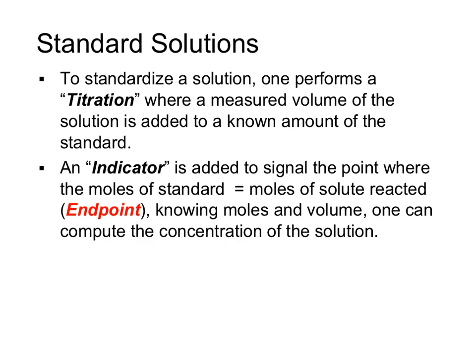In order to standardize a solution, we perform what we call a titration, where a measured volume of the solution is added to a known amount of the standard. Since the standard is something that's very stable, we can find its precise amount very easily. We use an indicator which tells us when we have added enough moles of the standard to precisely equal the moles of solute that were initially present. This endpoint tells us when we are done with the titration. We can then calculate the concentration of the solution, and we'll show some examples of how to do that.